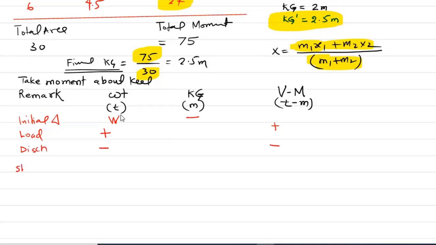If you are shifting, let me include shifting. If you are shifting upward, what are you going to do? Weight will be the same, and KG will increase, so the vertical moment will increase. Correct? And if you are shifting downward, again there won't be any impact on weight, but the vertical moment will decrease. Sir, what about KG?